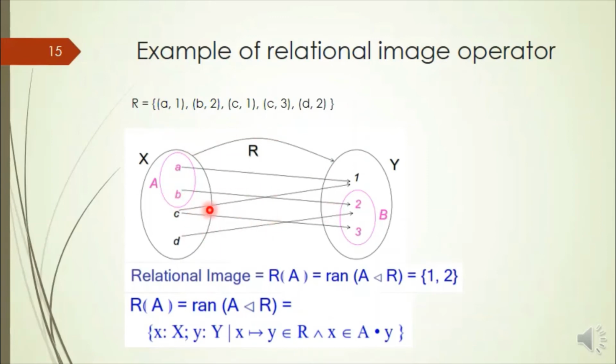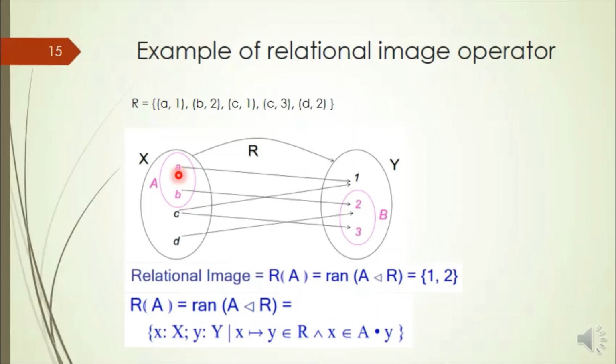Now the second argument is a set, set A, and we want to know the images of the elements in set A. That is to say, we want to know the images associated with the elements in set A, which are A, B. So we apply the relational image operator and we input a set A, and what it returns, the return value would be the images in the mapping of the elements of set A.